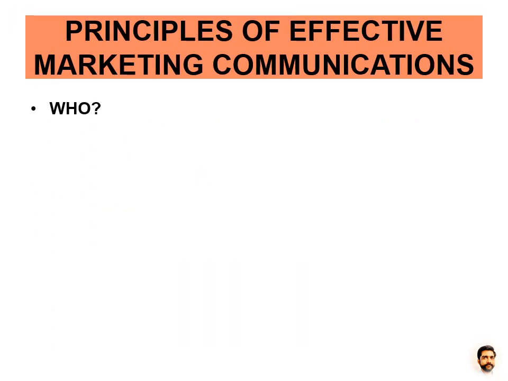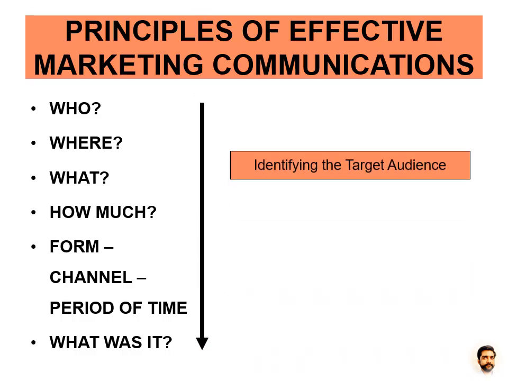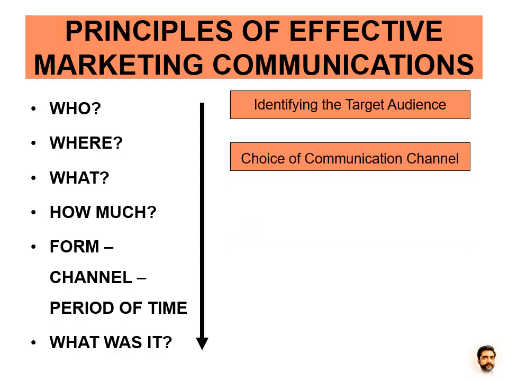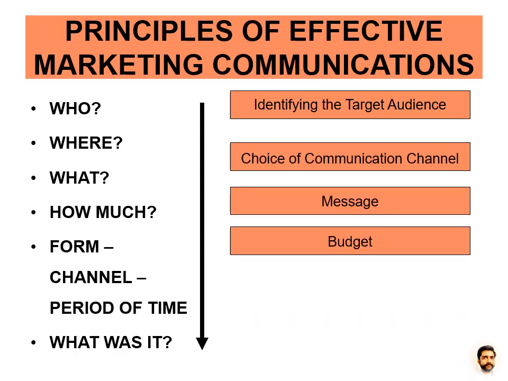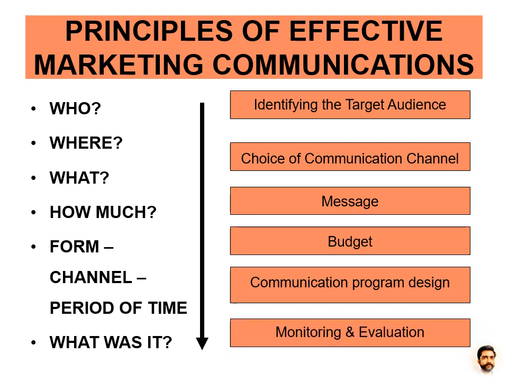We talked about the principles of effective marketing communications, and we discussed these different components in detail, which comprise who, where, what, how much, from channel, or the period of time. In this process we talked about different steps. These comprise identifying the target audience, choice of communication channel, and message. We talked about the budgets in detail, communication program design, and monitoring and evaluation.